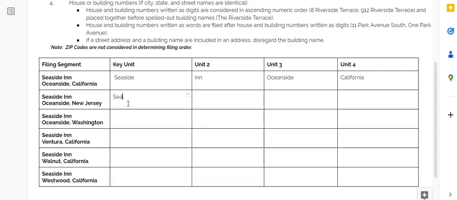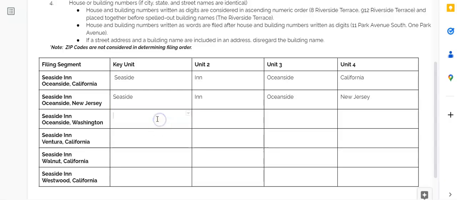Okay, for this one we have Seaside Inn. Oceanside is unit 3. And then unit 4 is going to be New Jersey.